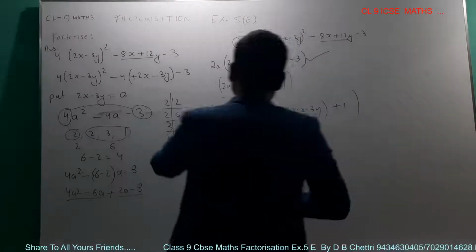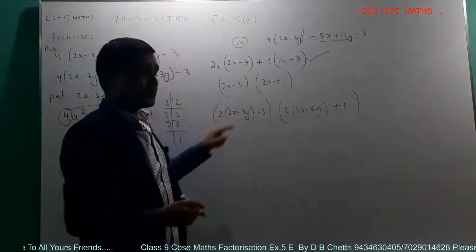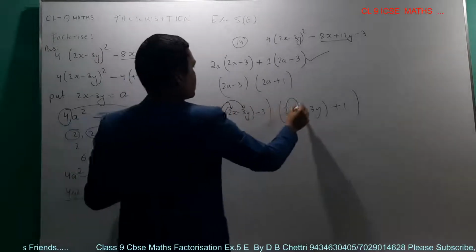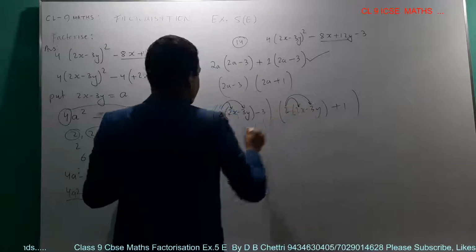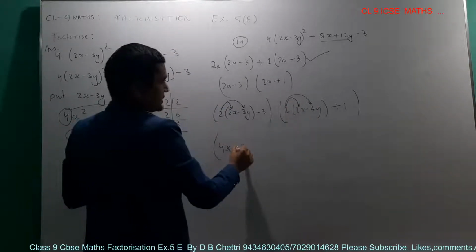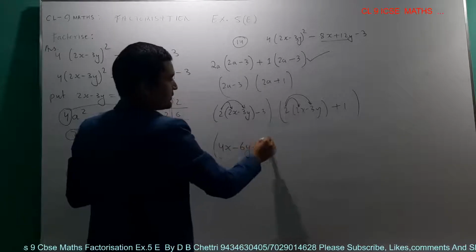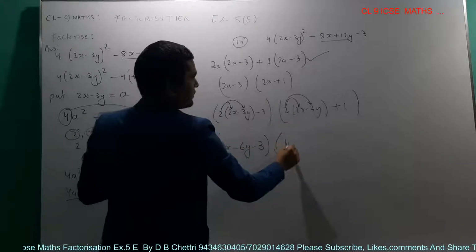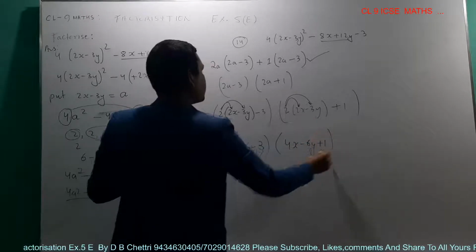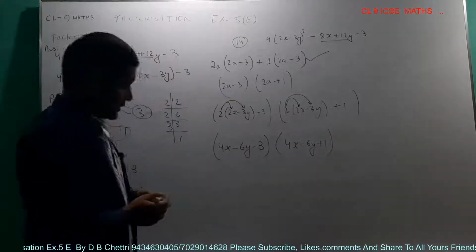Now multiply into both the terms. 2 times 2 is 4x, minus 2 times 3 is 6y, minus 3. And 2 times 2 is 4x, 2 times 3 is 6y, plus 1. Now the factorization is complete. This is the way you have to factorize.